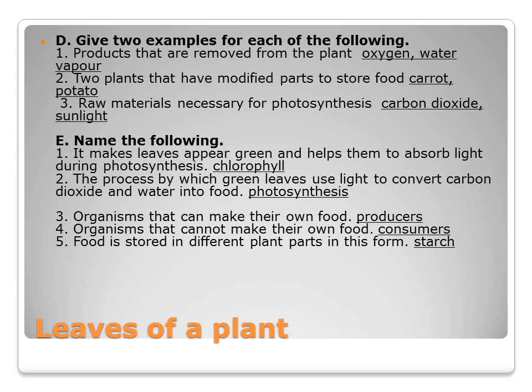Second one, the process by which the green leaves use light to convert carbon dioxide and water into food. So it is photosynthesis. Third one, organisms that can make their own food. They are producers. Fourth one, organisms that cannot make their own food. They are consumers.